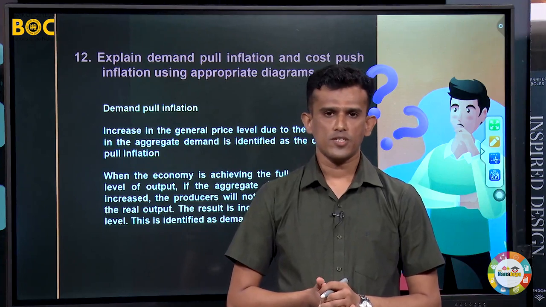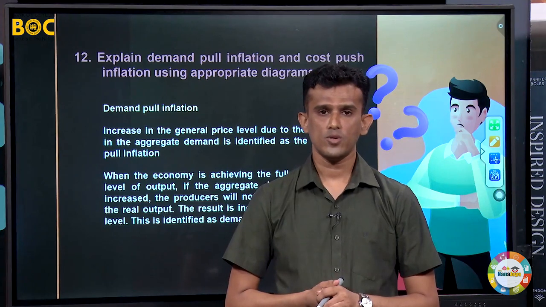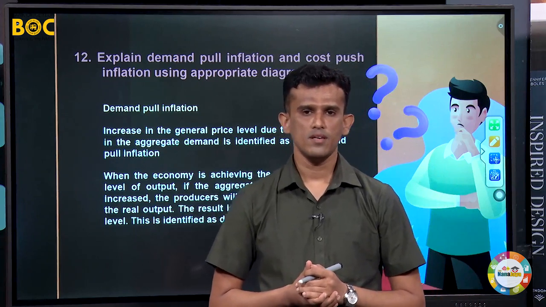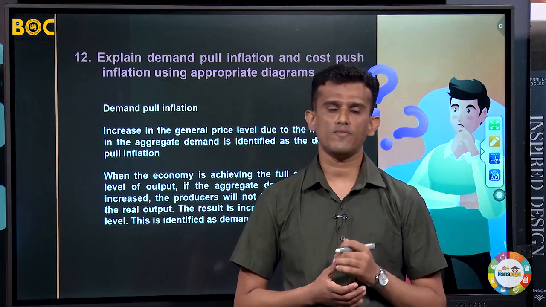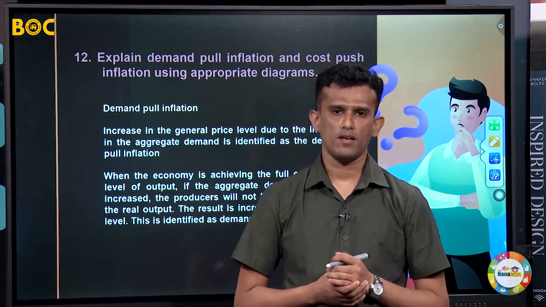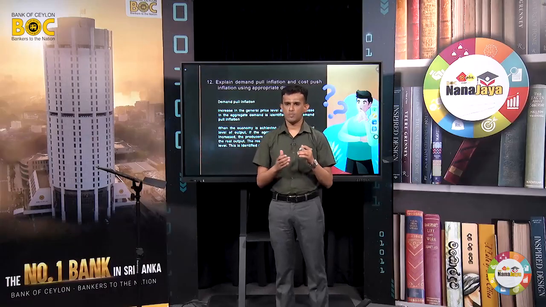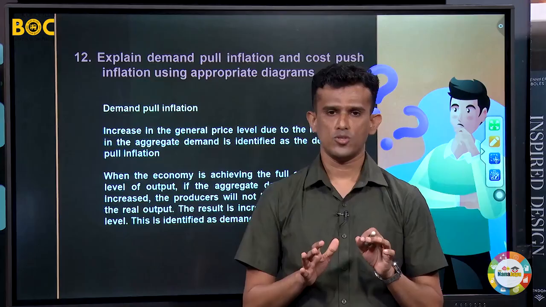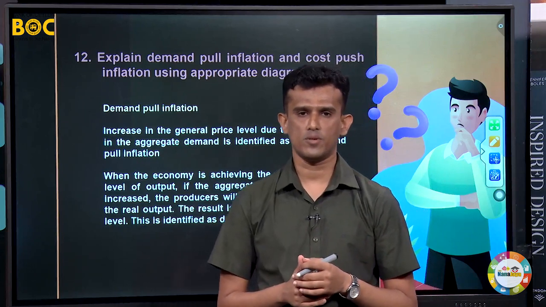Demand pull inflation refers to the increase in the general price level of a country due to the increase in the aggregate demand for goods and services. If the general price level of the country increases due to the increase in the aggregate demand for goods and services, we identify that as the demand pull inflation. Actually, we use two approaches to explain the demand pull inflation. One is the Keynesian approach. The other one is the quantity theory of money. So usually when we are explaining the demand pull inflation, we use the Keynesian approach.